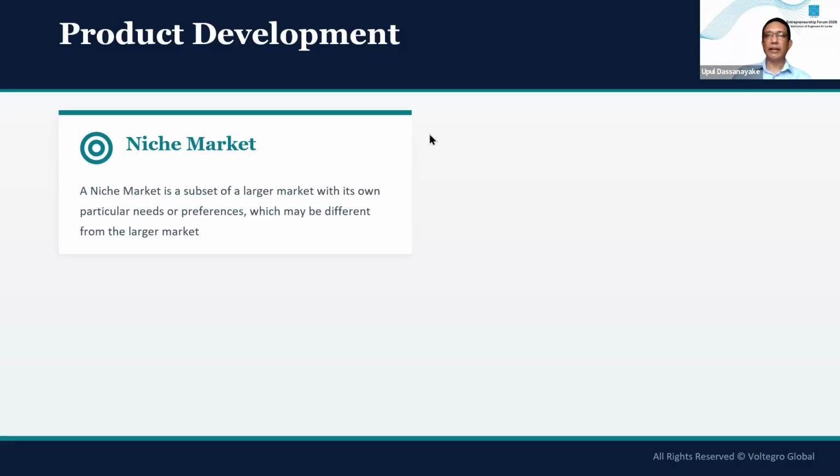Therefore, in order to create a niche market, you have to have something. When you have that only in your product, you can say, I can create this niche market because of this reason or this characteristic.